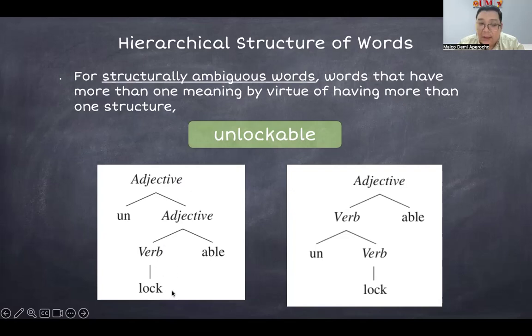verb lock. On the other hand, if we follow this structure, which is still on unlockable, what they did here is to eliminate first the suffix able. So we are left with the word unlock. And then from the word unlock, we parse out the prefix un. So we are left with our base, which is lock. So it highly depends on what the meaning of the word is so that we would know how exactly it is going to be parsed, using any of these frameworks I introduced.